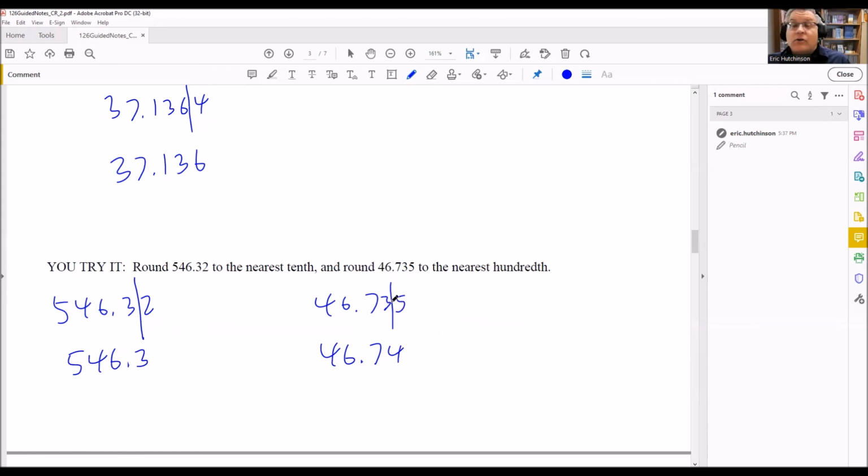So again, if the number after the bar is 5 or above, you're going to round up. If it's not 5 or above, then we just drop that number off and leave it. And that's how we would do rounding.